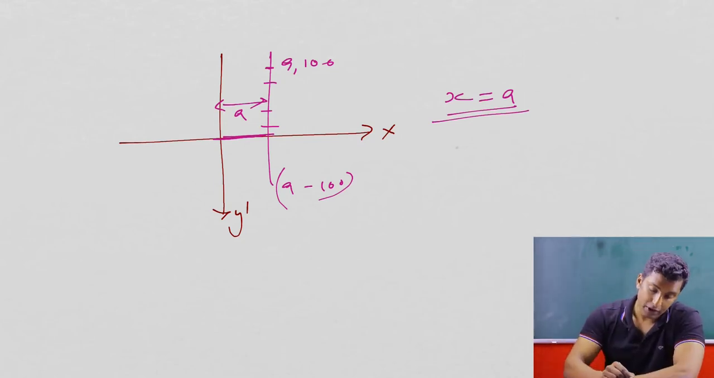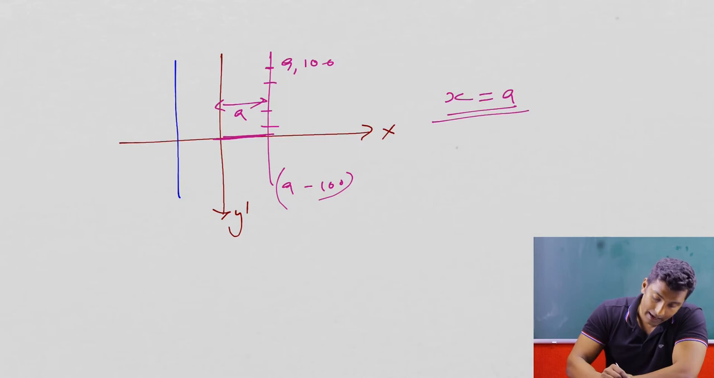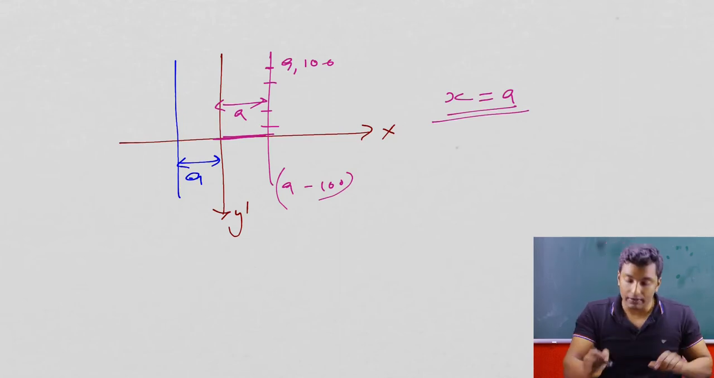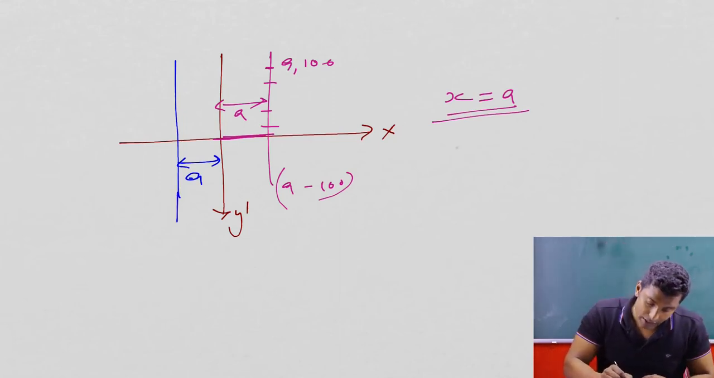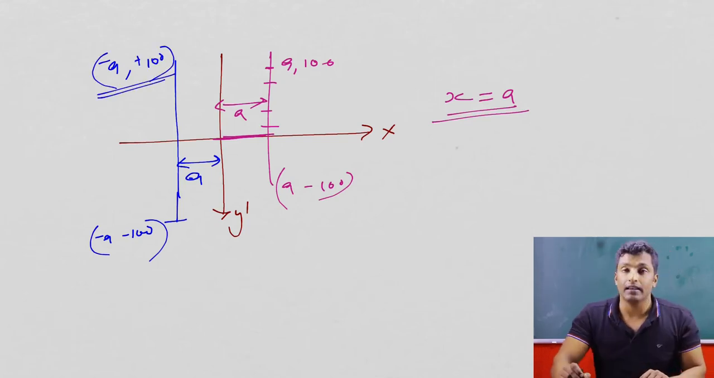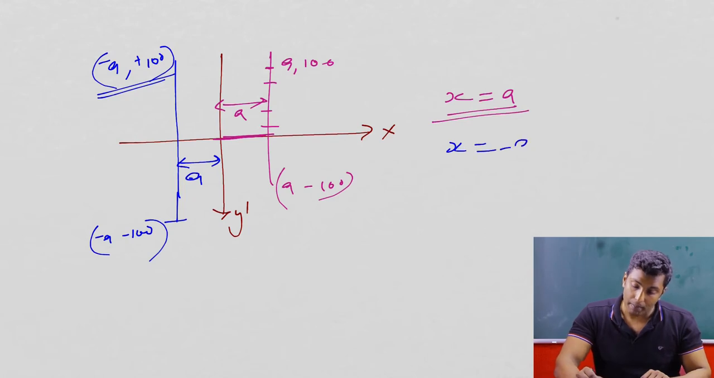What if I am talking about a line on this side? Again the same distance I am taking, this is a. Distance can't be negative, but it is on the negative side. So the x coordinate will be minus a. You can take minus 100 or plus 100 as your y coordinate, but your x coordinate will always be minus a. So what is your answer? x is equal to minus a.